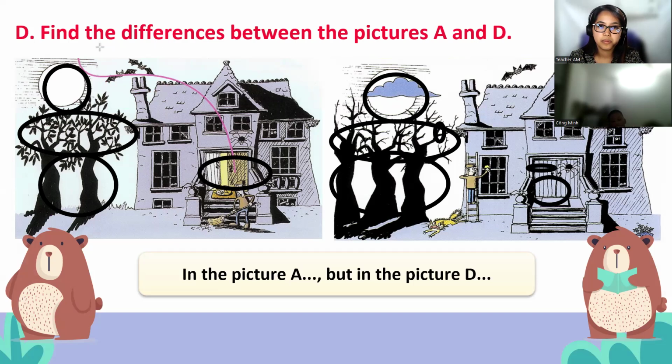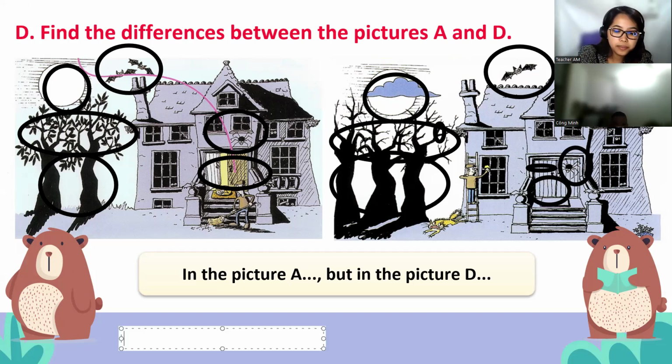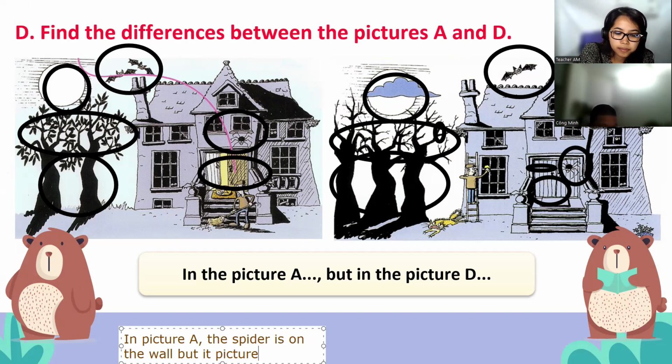In picture A, the spider is on the jar. In picture B, the spider is in the jar. Okay, one more. In picture A, the spider is on the wall, but in picture B, the spider is on the door.